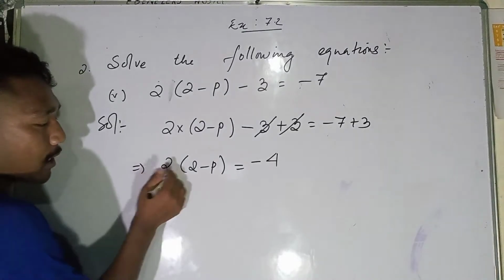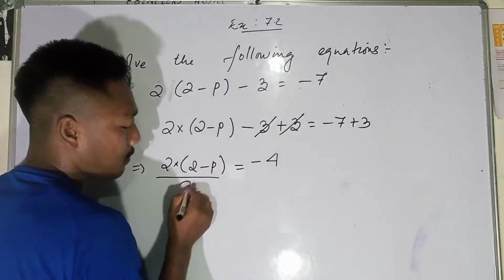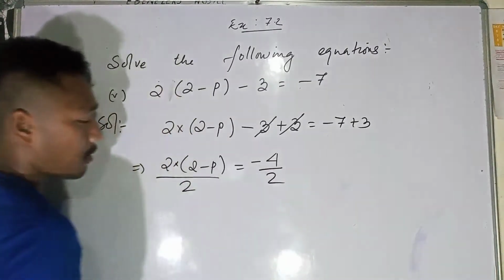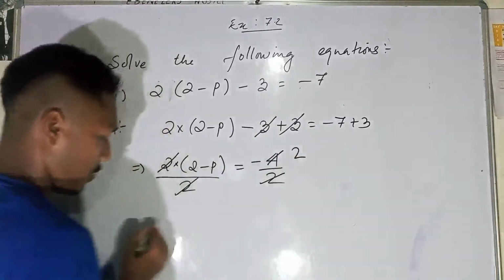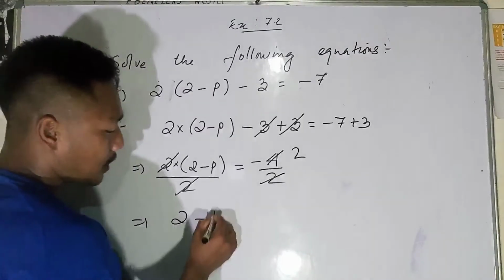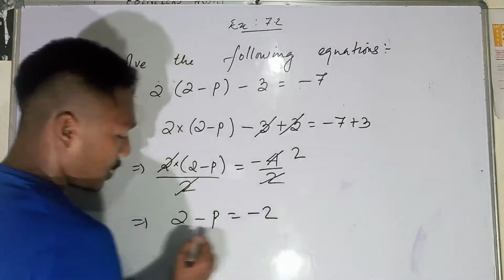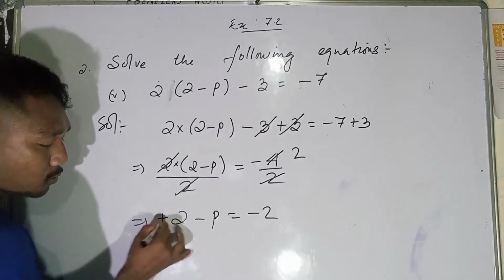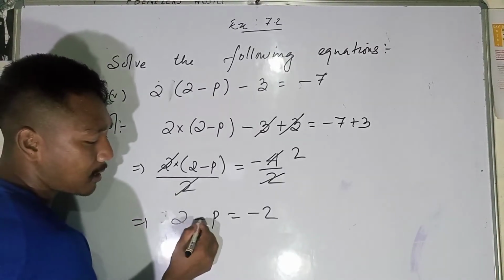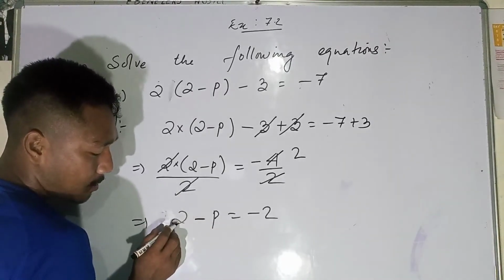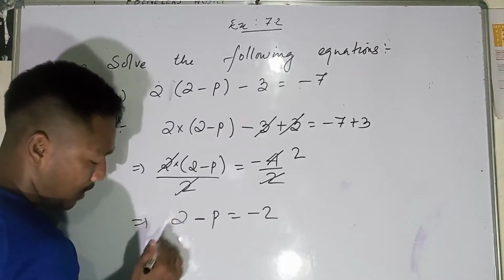Then I have to remove 2 again. Here 2 is in multiplication, that means I have to divide both sides. The same numbers 2 and 2 get cancelled. 2 twos are 4. So what is it? 2 minus p is equal to minus 2. Now this plus 2, if I want to remove it, in front, this minus is for the p. In front of 2 we have a plus sign.